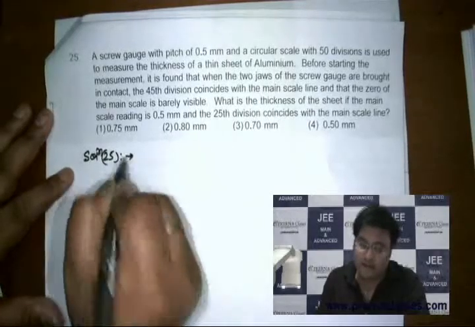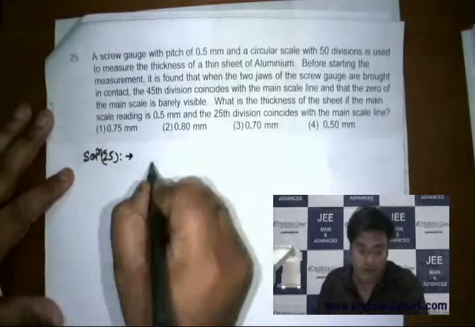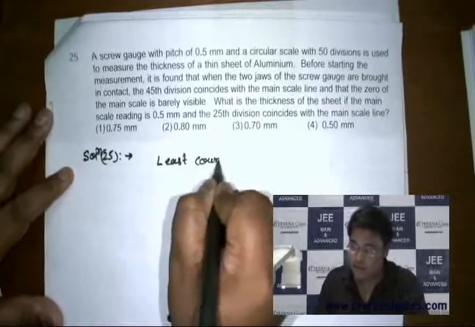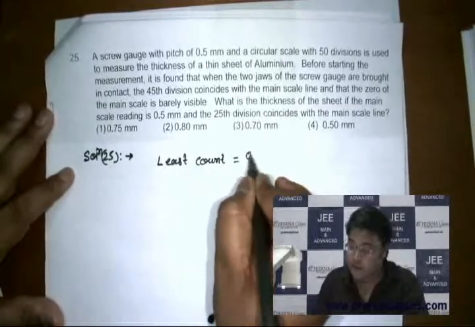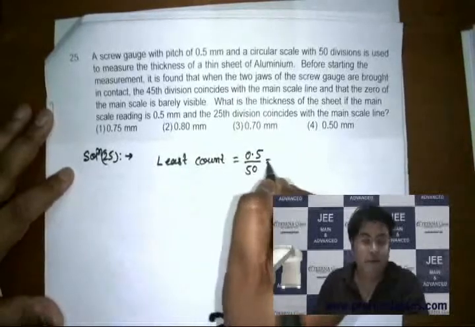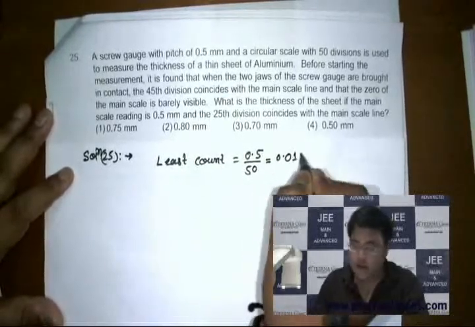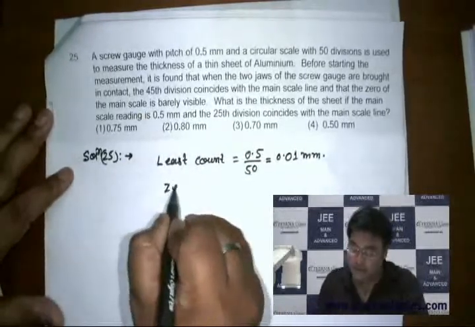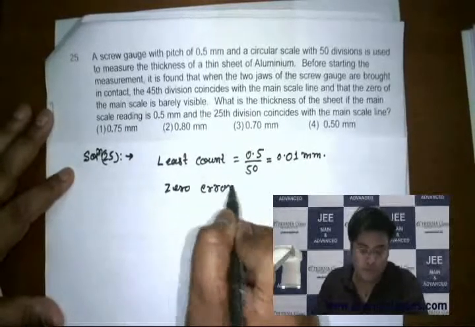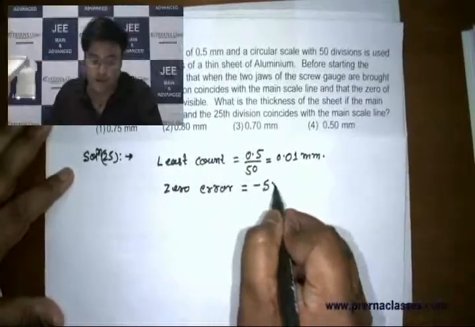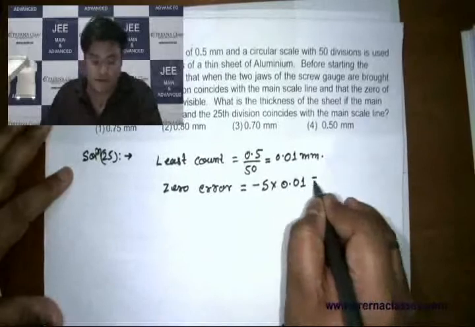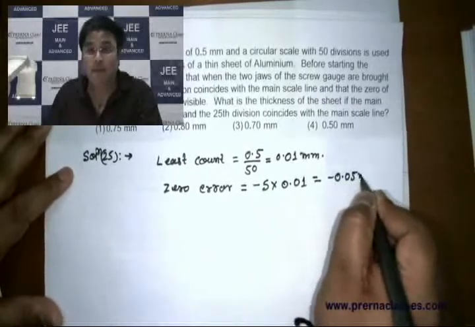Next is the 25th question. It is based on measuring instruments. So if you calculate the least count, it comes 0.5 by 50, so it is 0.01 mm. Now, from the given data, the zero error is equal to minus 5 into the least count, which is 0.01. I have calculated here, it comes minus 0.05 mm.